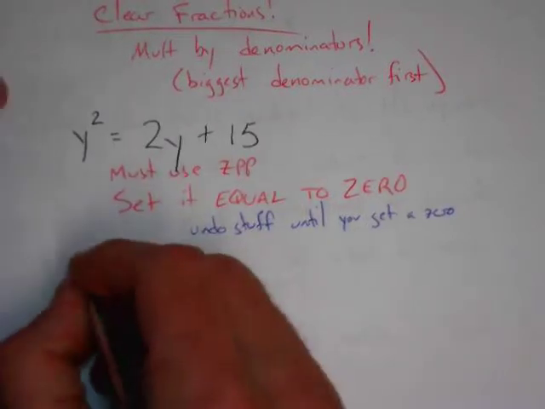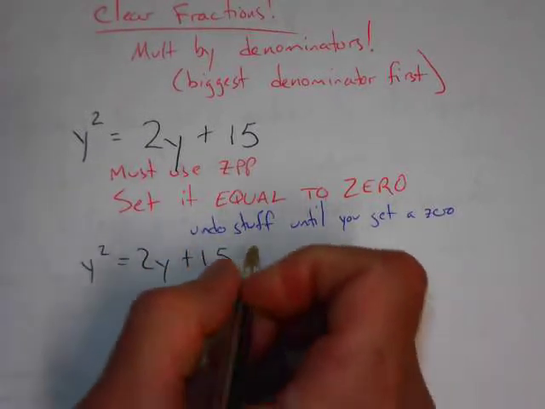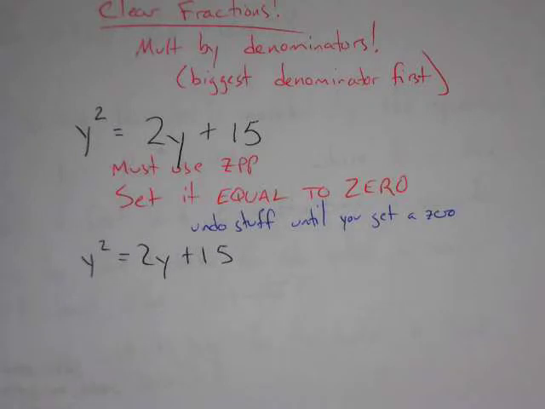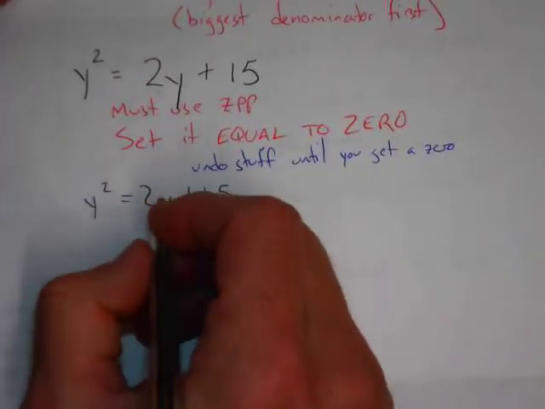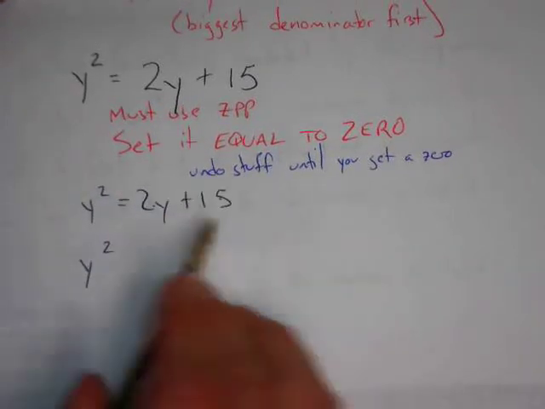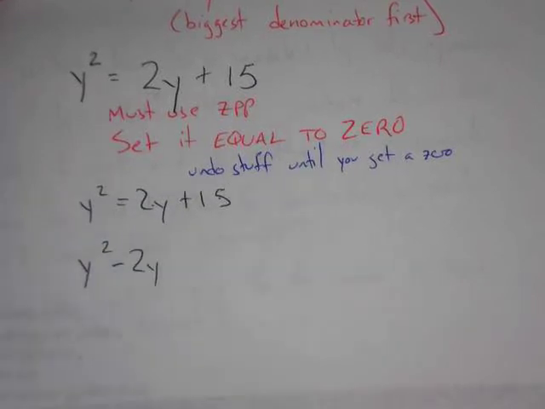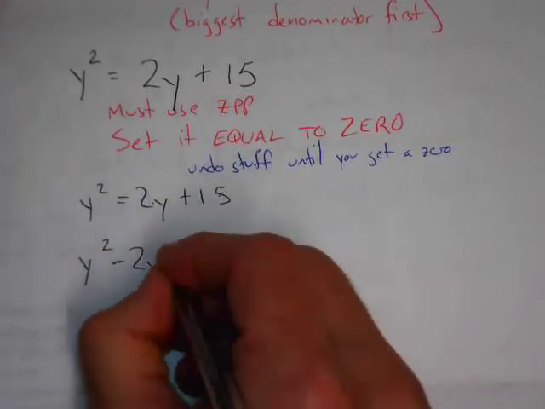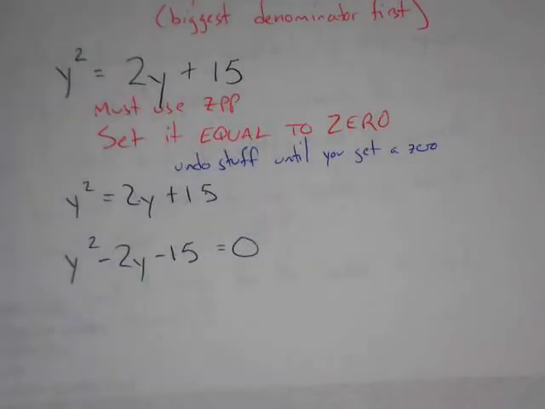So if I have y squared minus 2y plus 15, I'm going to undo stuff until I get a 0. Okay, so I'm going to do it all in one step. I'm going to undo this and this, both in one step. Check it out. I have to subtract 2y from both sides, right? And then I would subtract 15 from both sides. I would end up with this. See, I undid stuff until I got a 0.